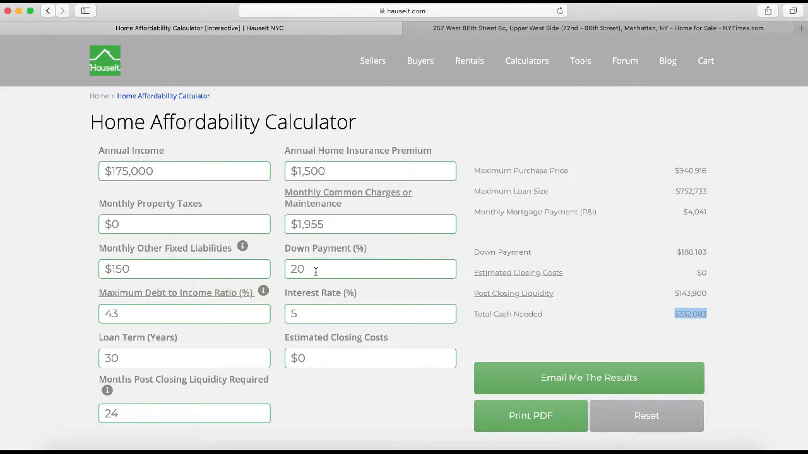For example, the down payment. If you lower the down payment, you can obviously see that the total cash needed goes down as well. If you're buying a co-op, most of them do require at least 20% down, so in that case, you wouldn't really be able to go lower on this figure to lower the cash requirement. Another thing you could do is find a co-op that requires fewer months of post-closing liquidity. So if we lower this, you'll see that the cash is going to go down from over 300K to 250. So you could just find another co-op that's more flexible.